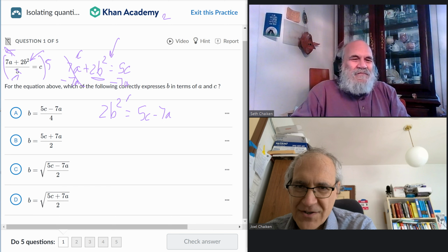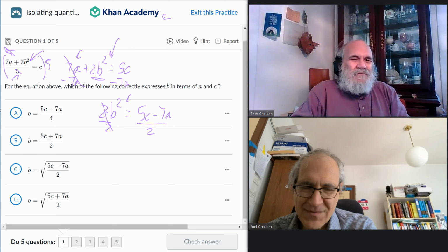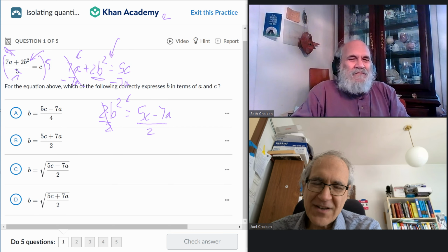Now the b squared term is being multiplied by 2. We've got to knock that 2 out. So we have to remove the 2 from the b squared. So we do the inverse operation. We divide, because division is the inverse of multiplication. So now we have b squared is (5c minus 7a) over 2. We're trying to be neat, do one step at a time.